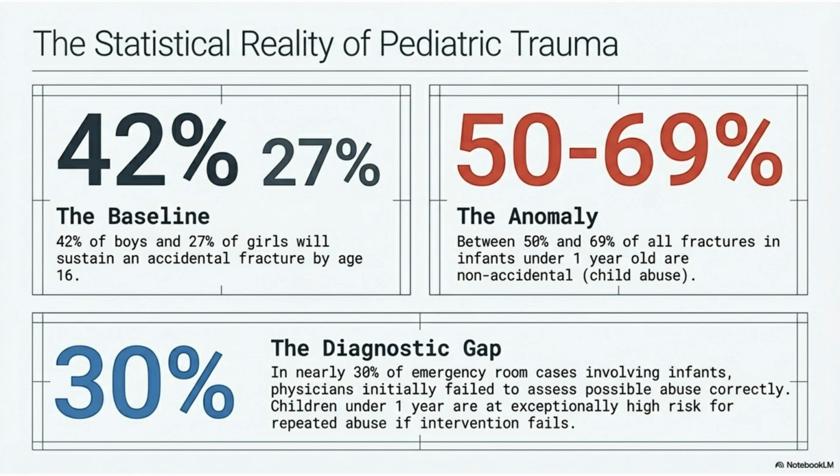The statistical reality of pediatric trauma shows that while 42% of boys and 27% of girls will sustain an accidental fracture by age 16, a significant anomaly exists. Between 50 and 69% of all fractures in infants under 1 year old are non-accidental.